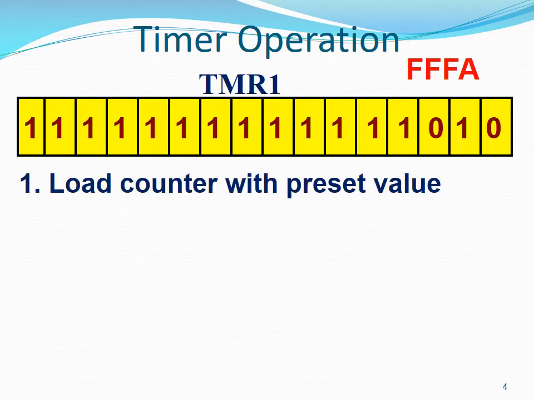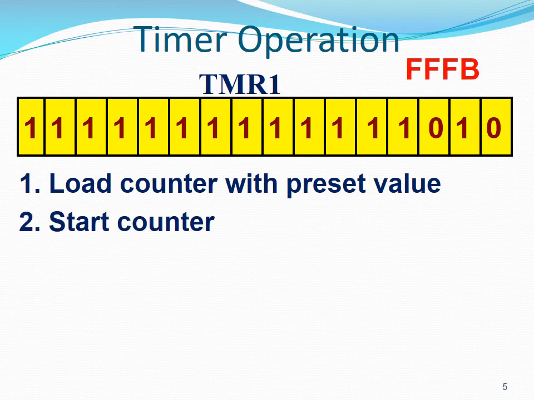Before we start the timer running, we load it with a preset value. In this case, we've loaded TMR1 with the value FFFA. Once we start the timer running, the timer register is going to increment with each pulse that is going to be received.